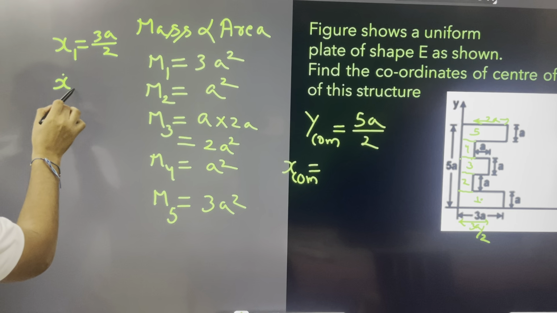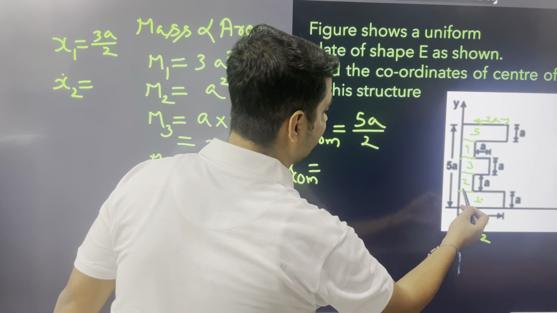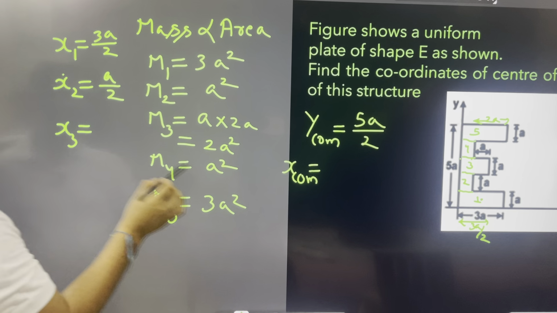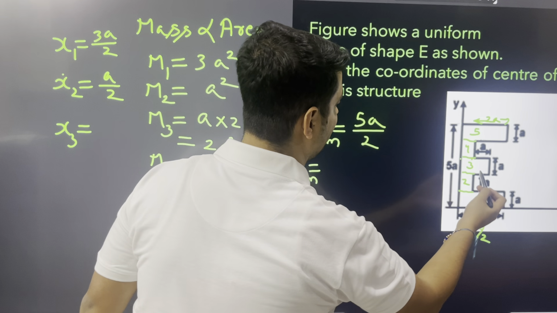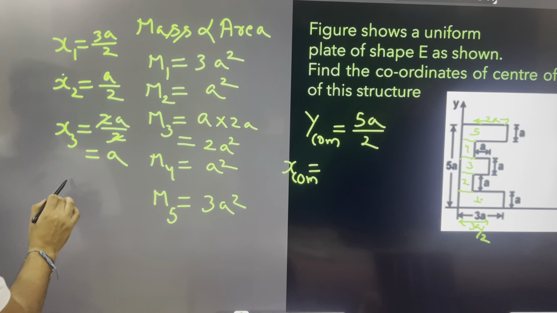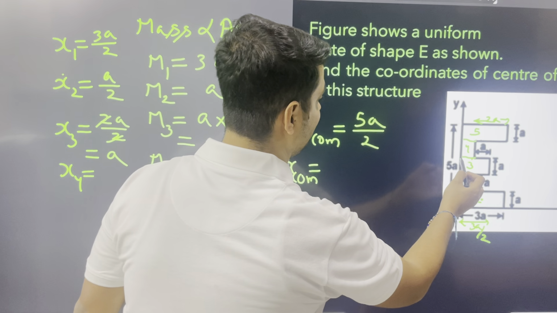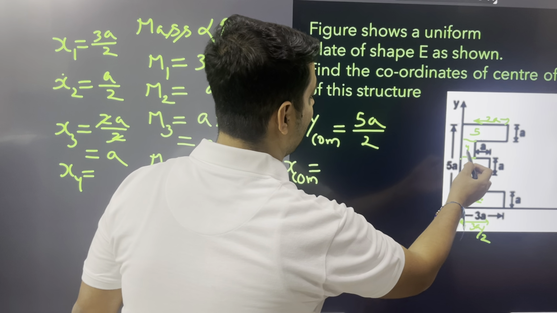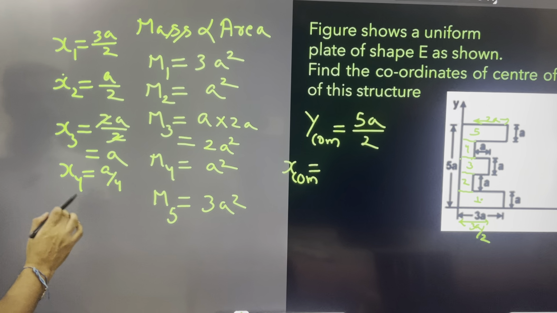What is x2? X2, you see here, it is from here a length, so its physical center along x is a by 2, so x2 is a by 2. Same way x3. Here from here along x, how much length is it? It is a plus a, 2a, so 2a by 2 is a. A only. Same way x4, it is a length, so its physical center from the y axis will be at a by 2 along the x axis. So it will be a by 2, the x coordinate of the fourth part.